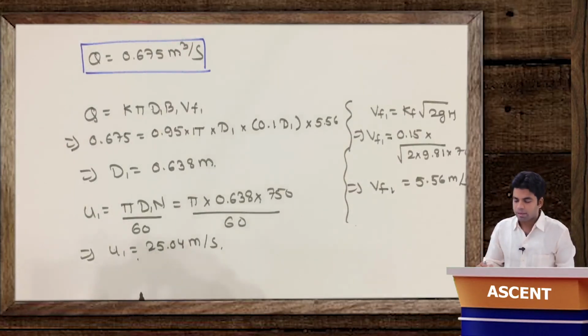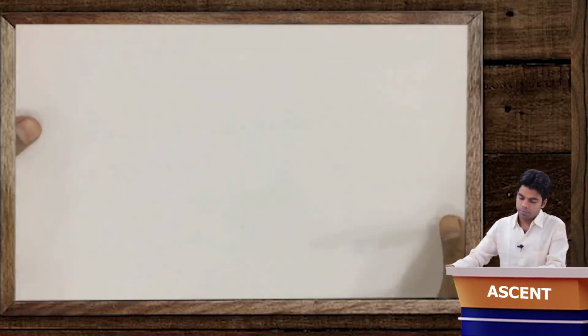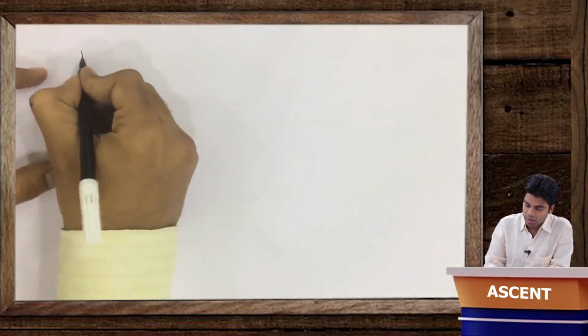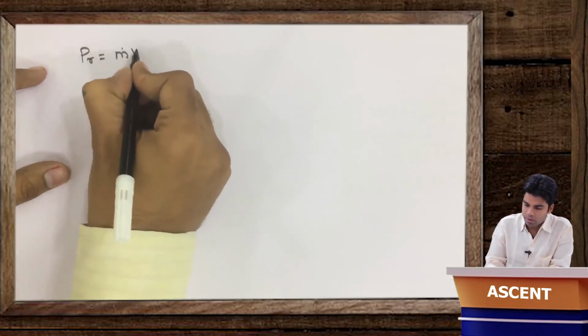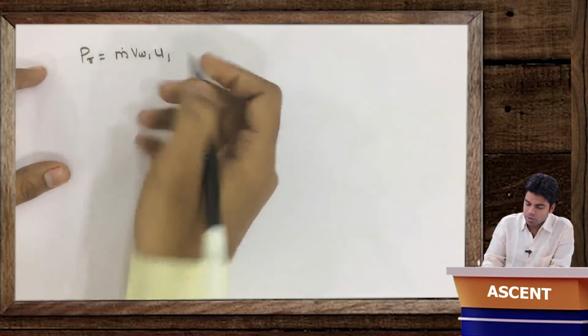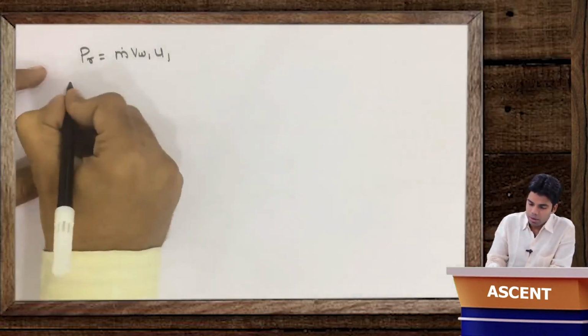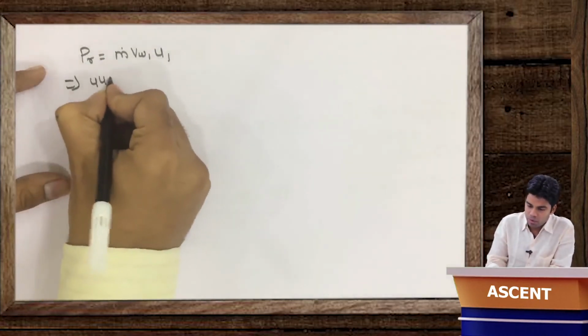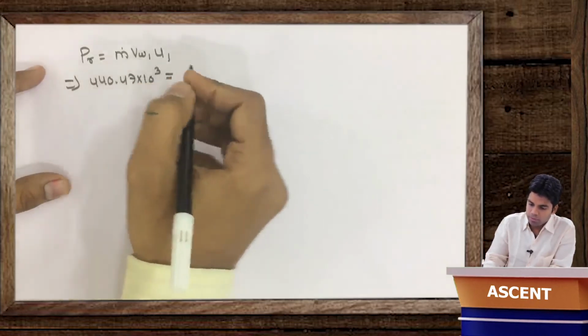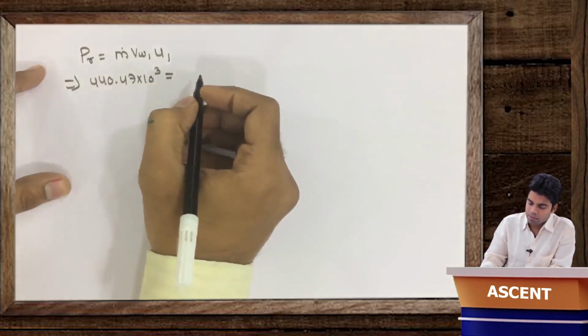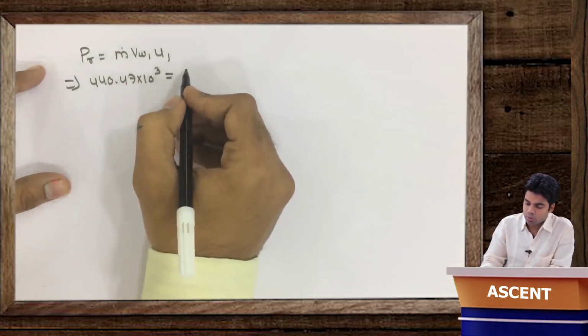Now the second thing is to determine the value of vw1. How can we determine the value of vw1? We know the runner power we have already determined. What is this runner power equal to? Runner power is equal to m into vw1 into u1. Now runner power we have determined as 440.47 into 10 raised power 3, which is equal to the mass flow rate. Mass flow rate is nothing but rho into q.